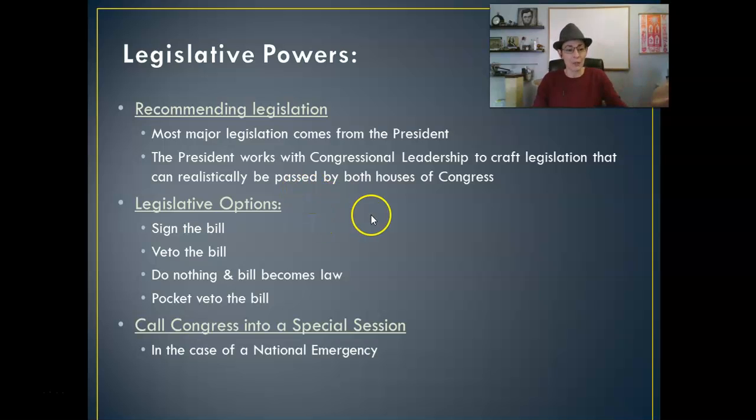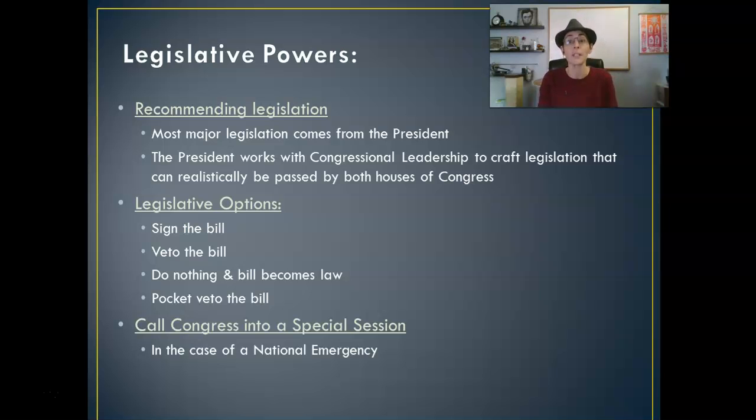Now, in terms of legislative options, he does have options. He can sign the bill and it becomes law. He can veto the bill and it goes back to Congress. If he does nothing for a specified period of time, it will become law anyway. And there's this thing called the pocket veto, which we'll explore more in class. That's a very particular circumstance where that can be used. We'll talk more about the pocket veto in class. Ask me about it.